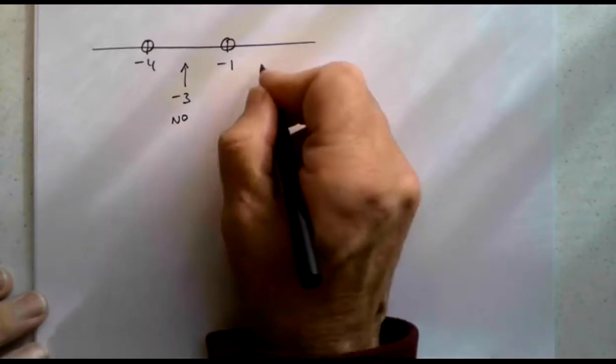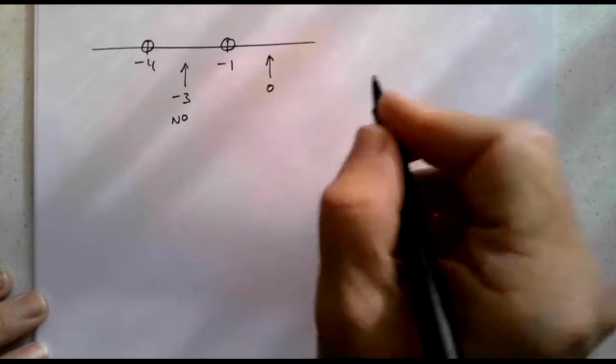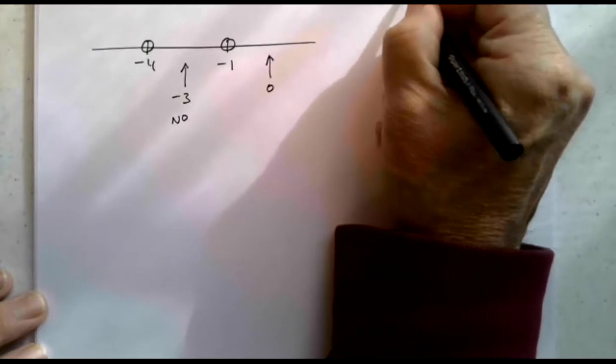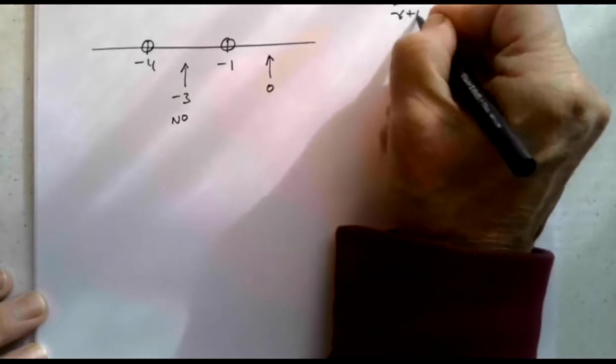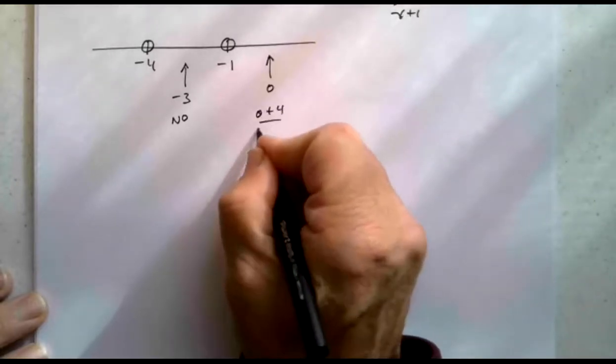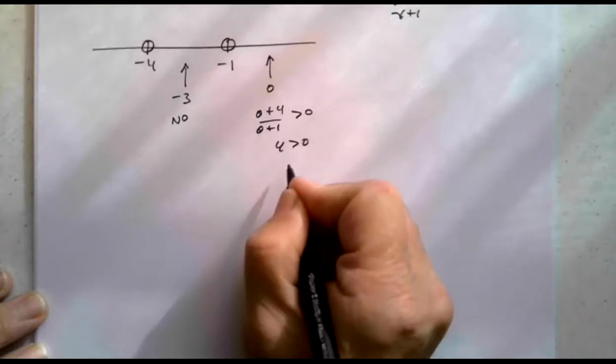If we try something bigger than negative 1, for example, let's try 0. So again, we're plugging that into x plus 4 over x plus 1. We're interested when it is bigger than 0. Plugging in 0, 0 plus 4 over 0 plus 1, is that bigger than 0? 4 is bigger than 0, that's yes.